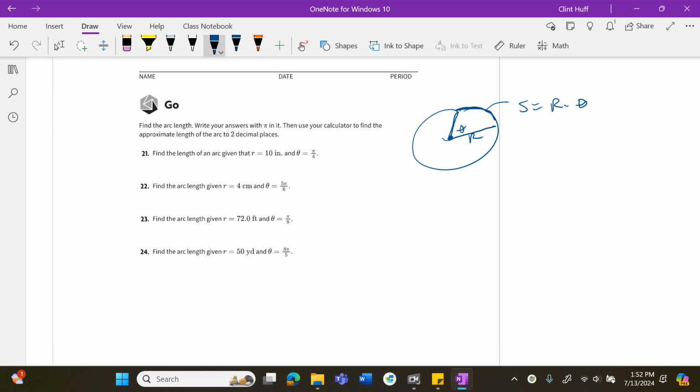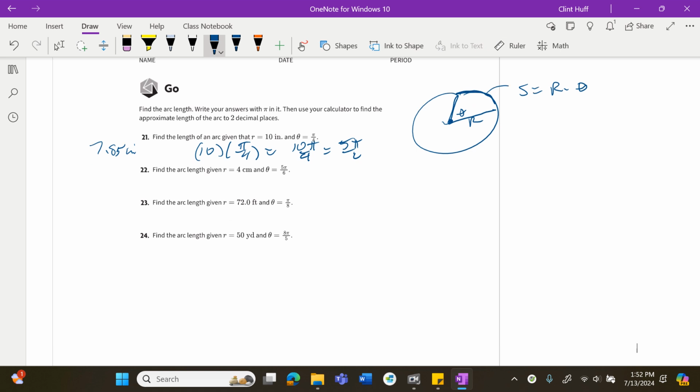So on the first one, if I flip my notes over, r theta is going to be what? R is 10 times theta, pi over 4. Do your fractions there, you get 10 pi over 4, or 5 pi over 2, I guess. And if you evaluate it to 2 decimal places, it's 7.85. And don't forget your label, inches.